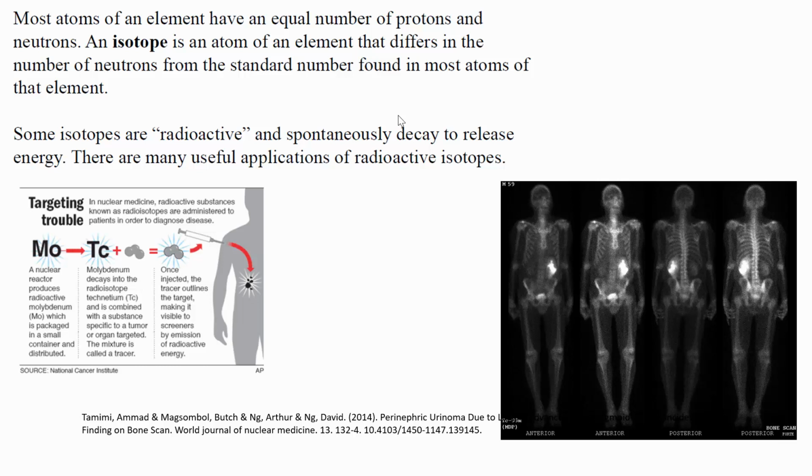isotopes. So, for example, technetium is a radioactive molybdenum element, and molybdenum decays into technetium. And technetium can be combined with some sort of delivery molecule that targets specific organs. This can be injected into a patient. It has a very short half-life, so it doesn't cause damage to tissues.